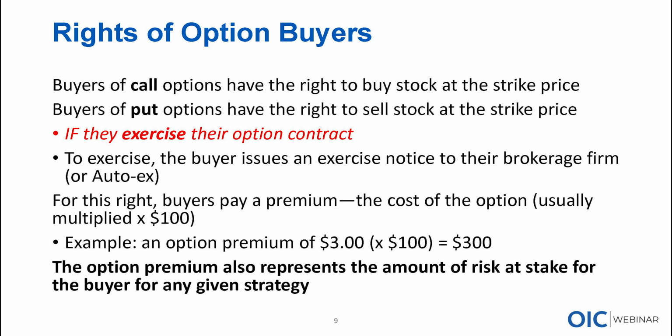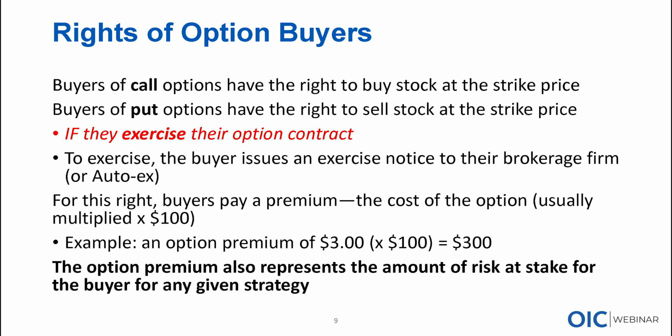Again, option buyers have rights, and for that right, you're going to pay a premium. That's going to be the cost of the option, and we look at it in terms of a $100 multiplier. So if you look at your option chain and it says that the premium quoted on the market is a $3 premium, for example, it's going to cost you $300 in the real world.